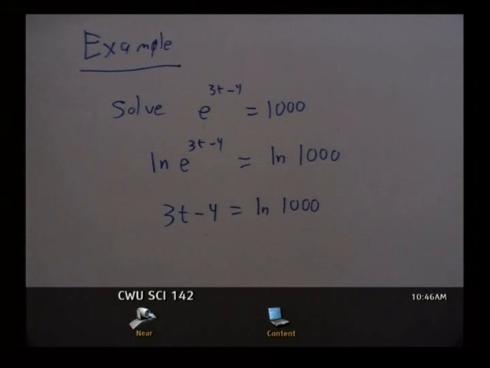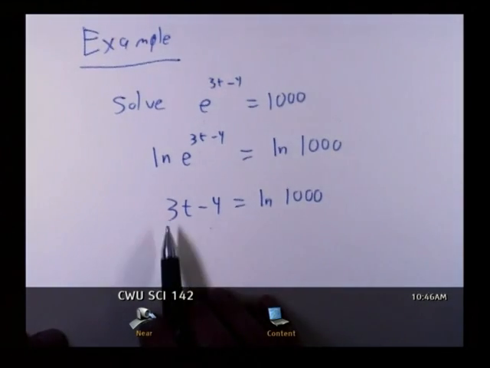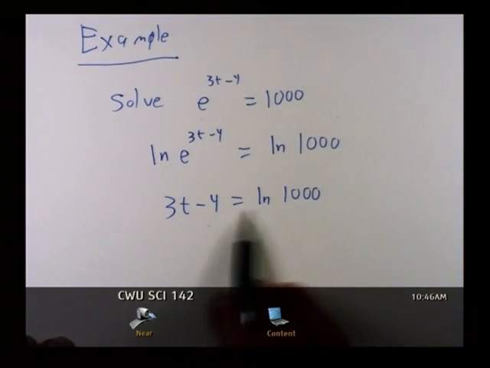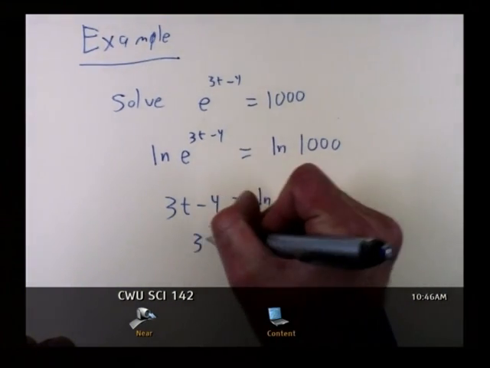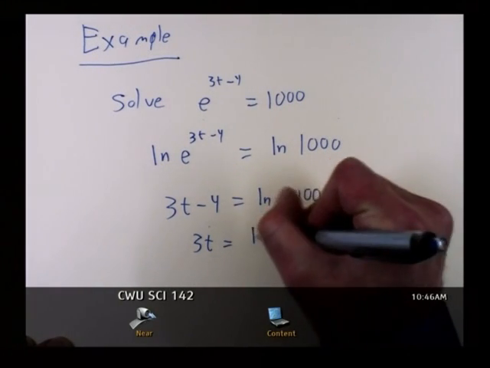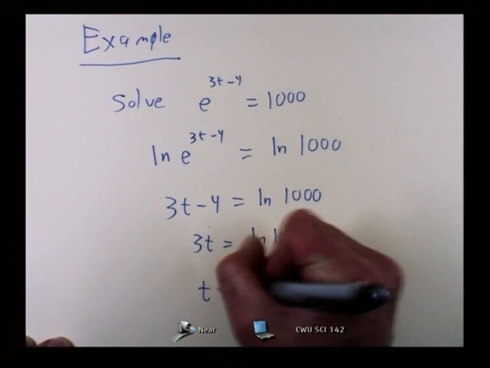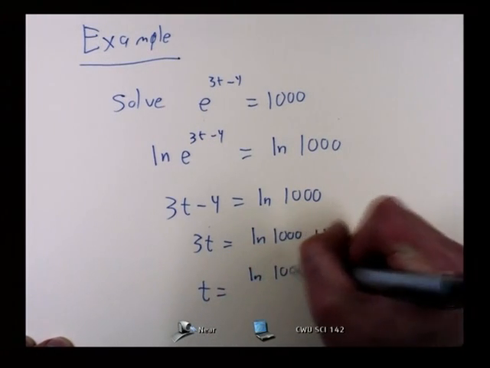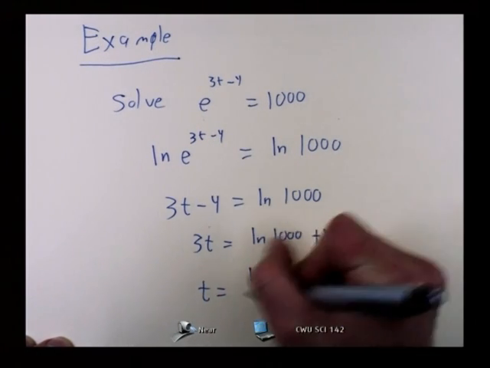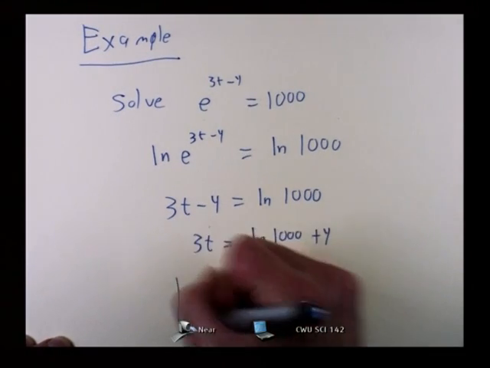In fact, if we look back at the problem, we'll see it looks like something that we're good at solving. It looks like the same linear equation we've been solving since junior high school. Here we go. If 3t minus 4 is this, and remember to think of this whole thing just as a number, all I have to do is add 4 to both sides. I now have the natural log of 1,000 plus 4. If I divide both sides by 3, I get the natural log of 1,000 plus 4 divided by 3.